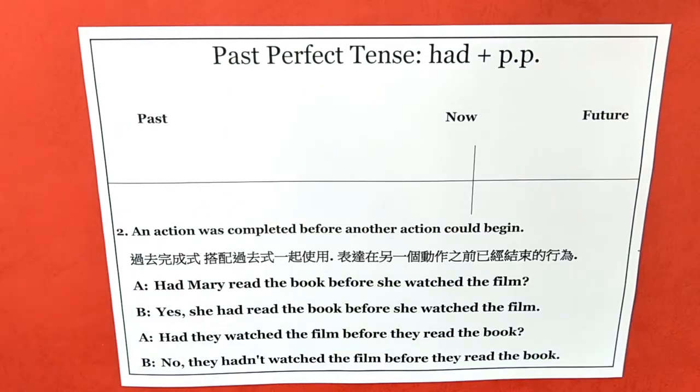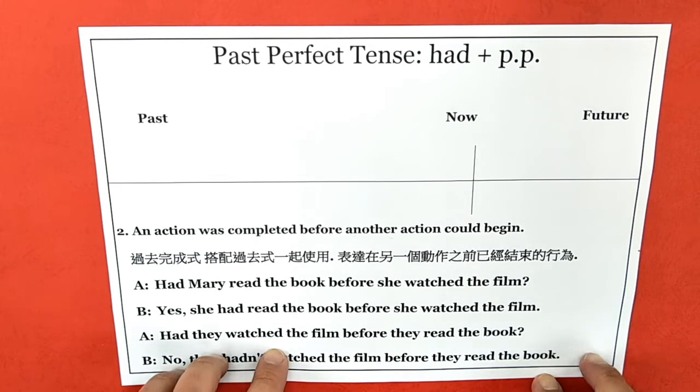Okay? Okay, once again, the past perfect tense, had plus PP. Remember, PP is past participle. In the example, to eat, eat, ate, eaten. Eaten is the past participle. All right, number 2. An action was completed before another action could begin.